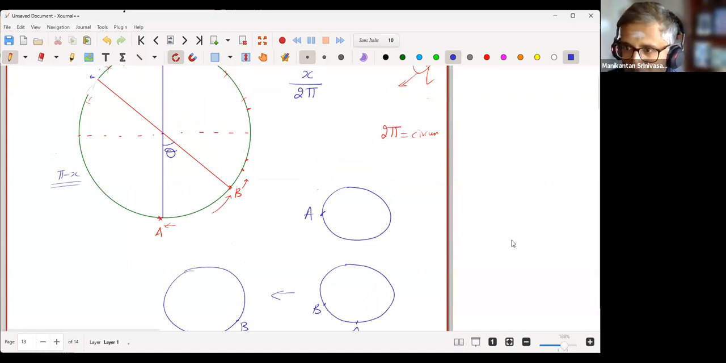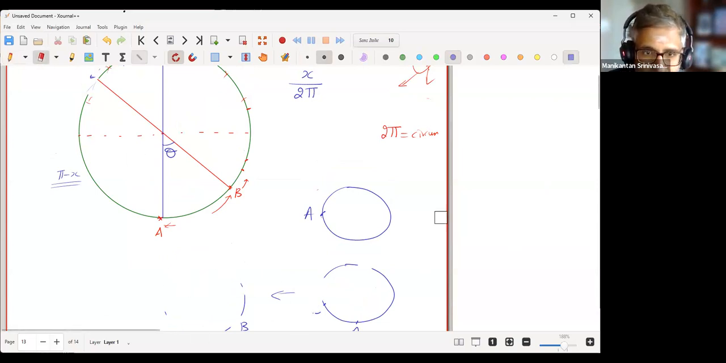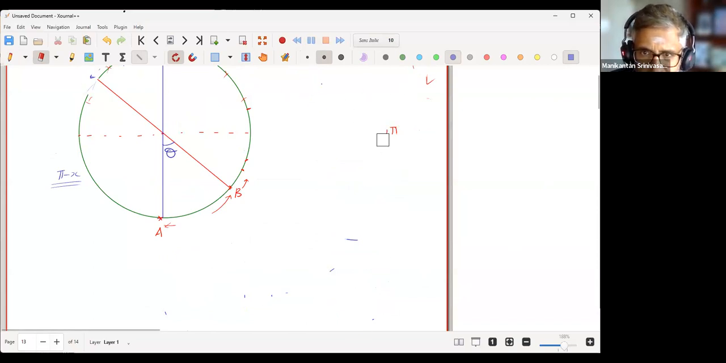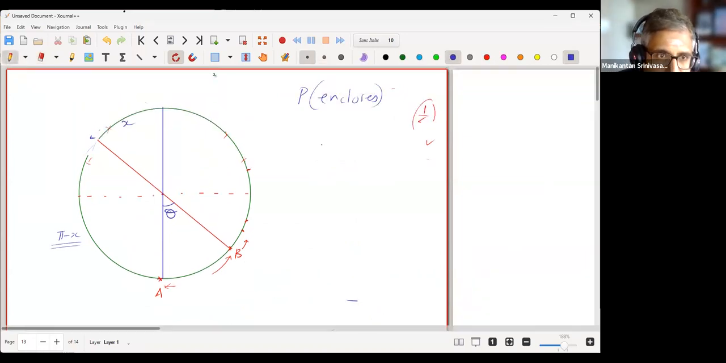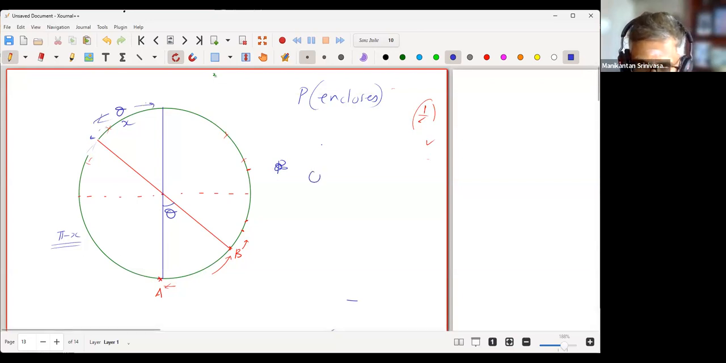Are all of you with me so far? Moksh, you're with me as well? Okay, right? So I'm just saying this is theta. He did it in terms of x, I'll just do it in terms of theta. Now for this particular configuration, the probability that we are seeking is that C should be in this belt, right? So the probability is theta upon 2 pi.